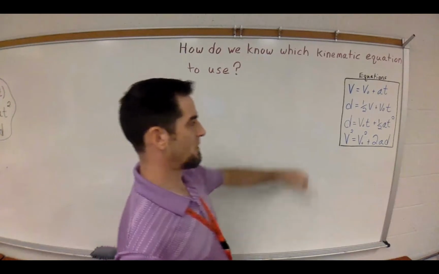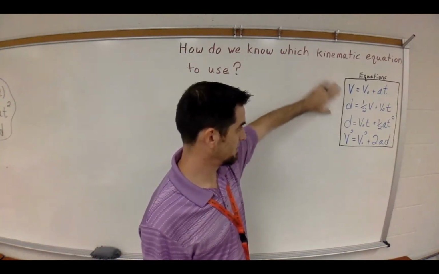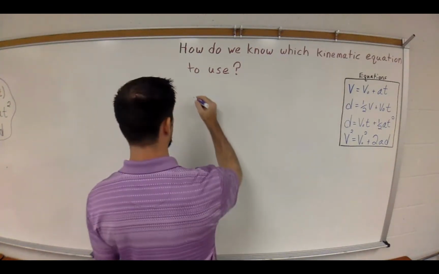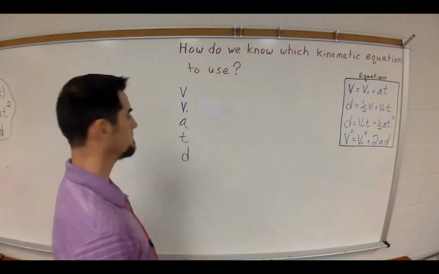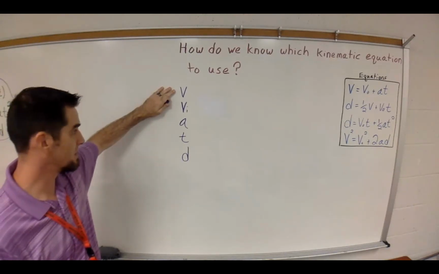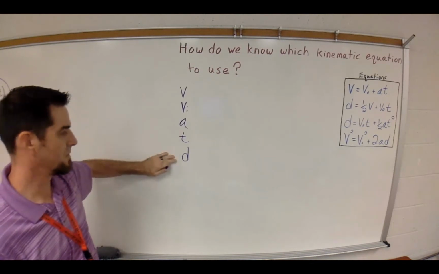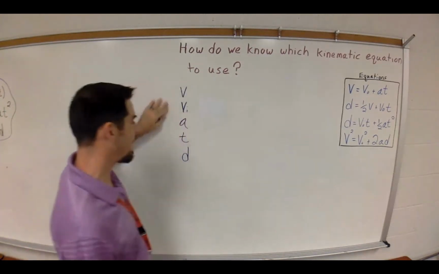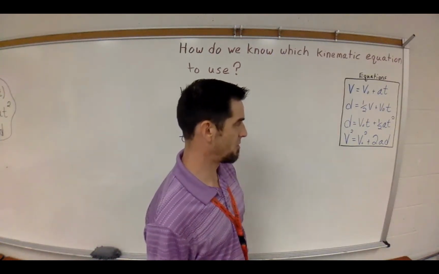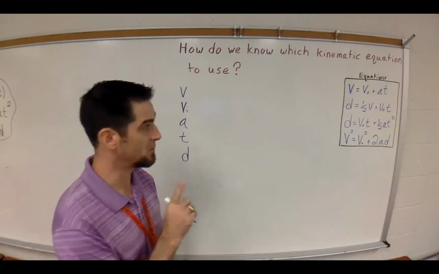So each of the formulas has 4 variables in it. But there are 5 kinematic variables: final velocity, initial velocity, acceleration, time, and distance. So there's 5 variables, but each of the equations only has 4 variables in them. So each equation is missing one of the variables.